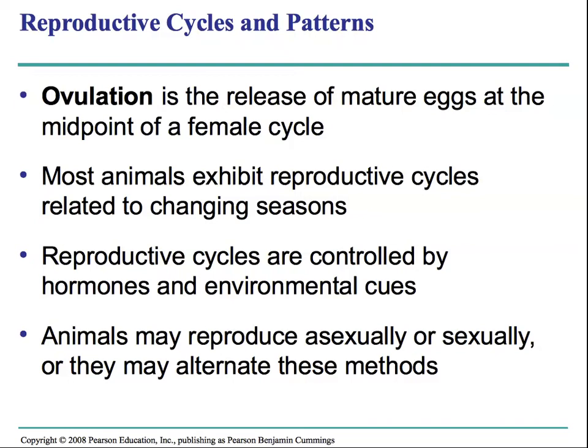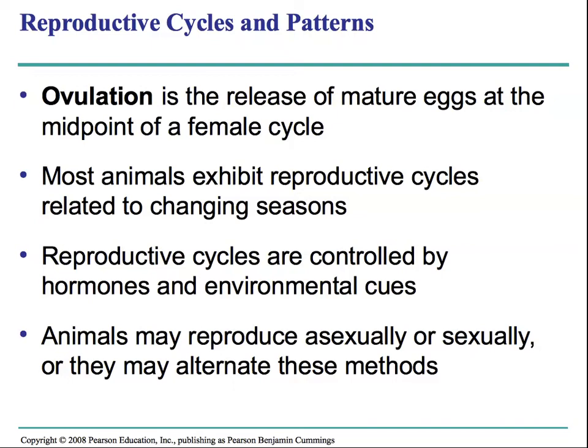But a lot of the ungulates, the grazing animals, sheep, cows, deer, buffalo, things like that, have a very strict schedule and it's seasonal. Because you don't want to have your calf, fawn, whatever, in the dead of winter. You want to have them right at the beginning of the spring when there's just enough food to feed them so they have the maximum time to mature before the next winter.